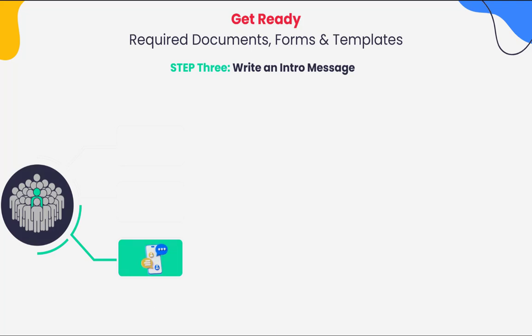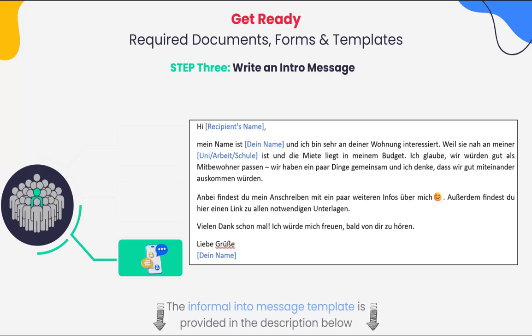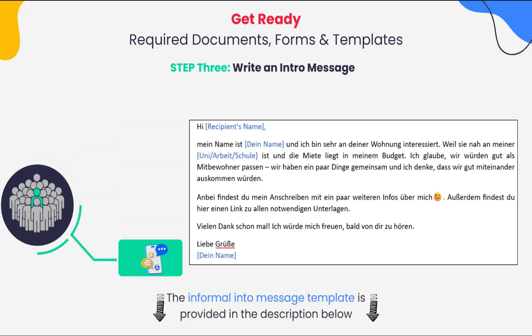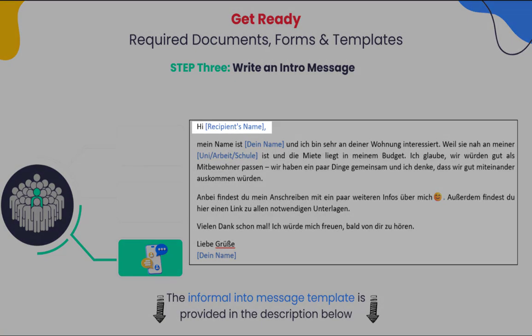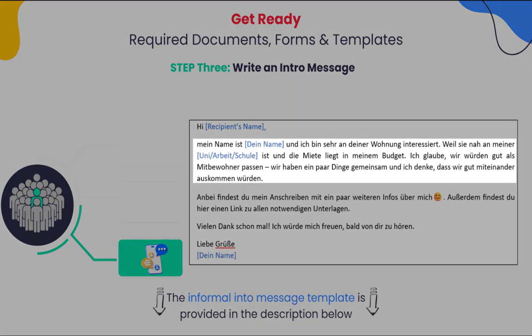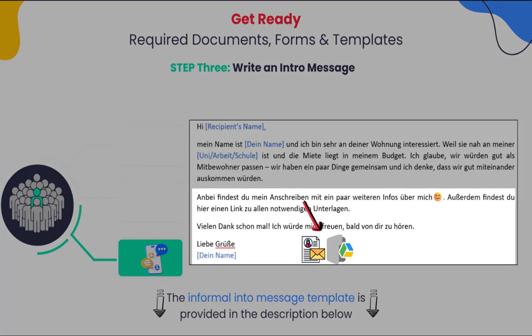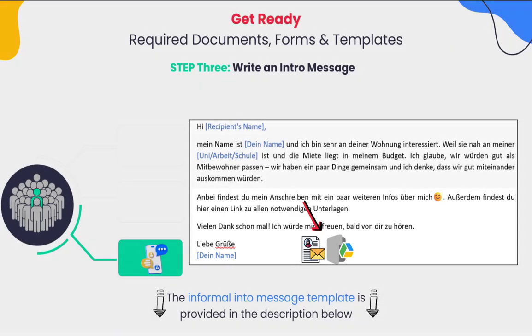Informal introduction message. Use this when messaging future roommates in a shared apartment. Start with a friendly greeting. Hi, first name. Introduce yourself briefly. My name is. I'm interested in your room because it's in a great location, and I think we would be a good match. Attach your informal cover letter. Keep this introduction concise. The detailed information is in your cover letter, so the introduction just sparks interest.